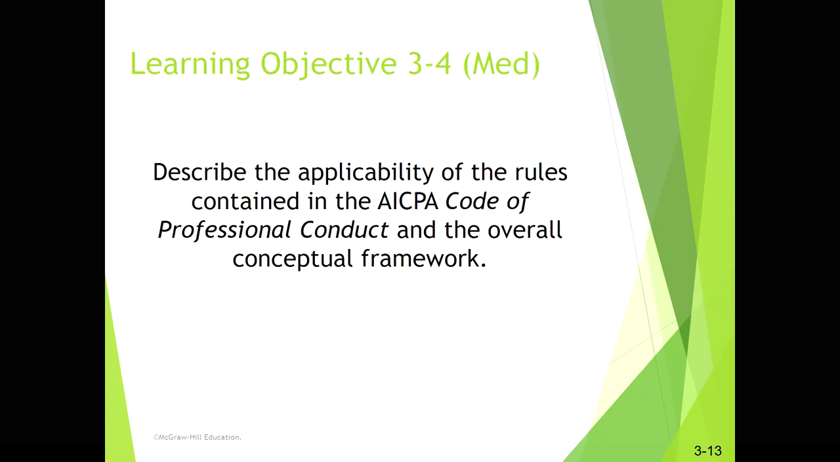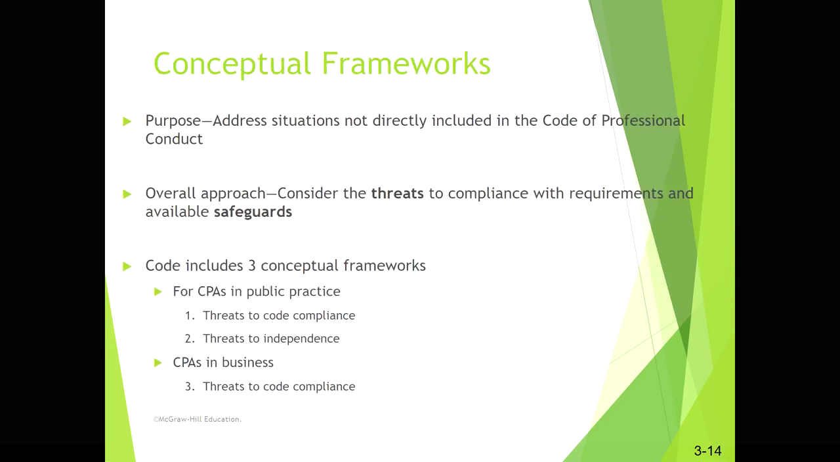So if we look at this overall conceptual framework, the purpose here is to address situations not directly included in the professional conduct code. So the focus is basically saying, okay, our overall purpose is to provide credibility. And so we want to prepare information in a credible way. We want to provide assurance services that enhance credibility of information. So what are the threats to that? And what are some safeguards that can be put in place to offset those threats?